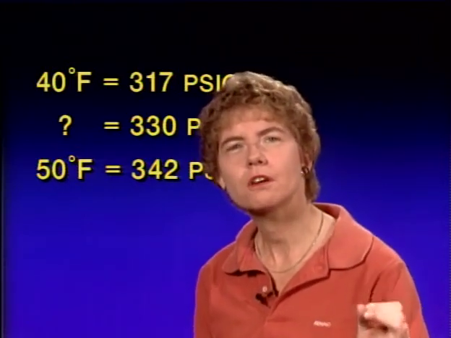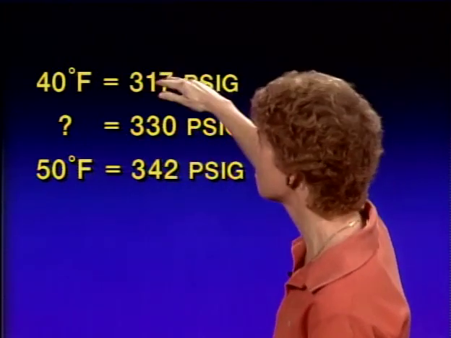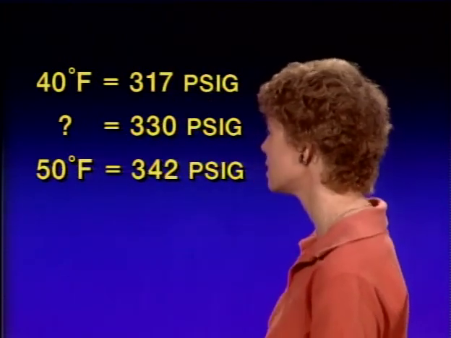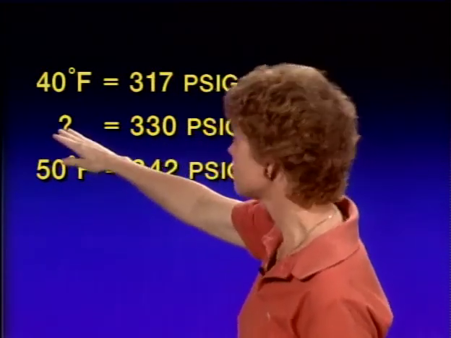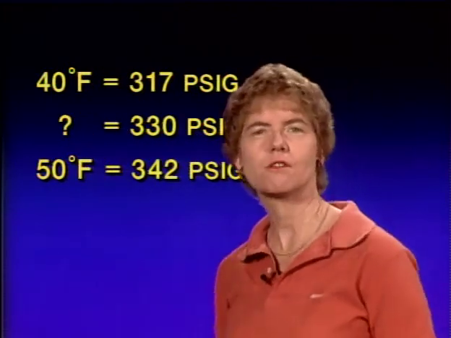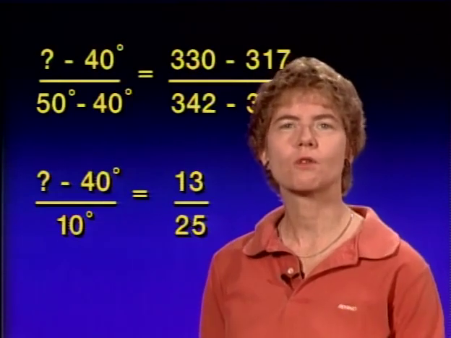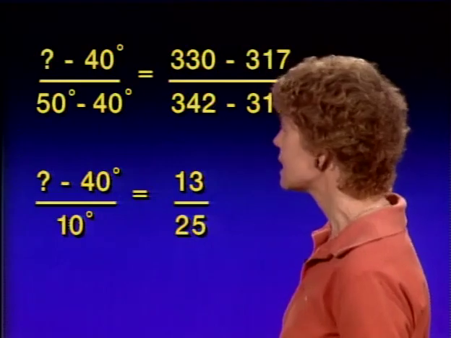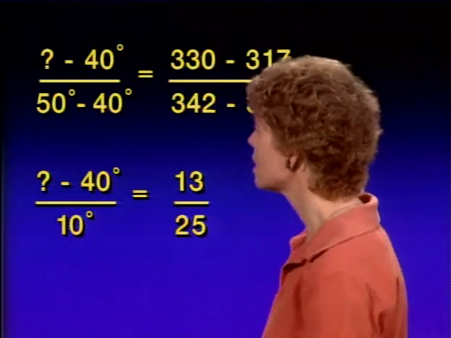But the pressure they're allowing us is neither one of those. It's 330, which is somewhere between 317 and 342. What we need to find out is the allowable temperature, and it's going to be somewhere between 40 degrees and 50 degrees. So basically we have to work a ratio problem and figure out how that's going to set up. Here's what the numbers are going to look like. We're trying to get somewhere between 50 degrees and 40 degrees, and we'll set up the proportion.